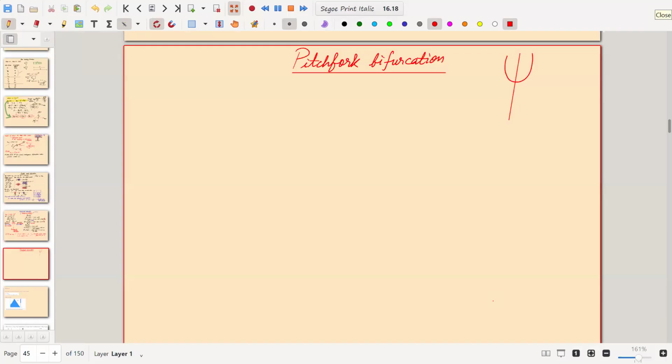This kind of bifurcation happens with symmetric systems. What do I mean by symmetric system? I'll give an example. Let us consider this. For every bifurcation, we are taking a new map. At the end, I will tell you why we have taken a new map for each of them. So let us consider this map.